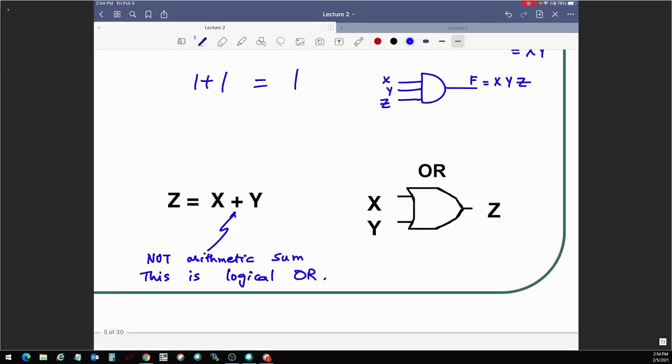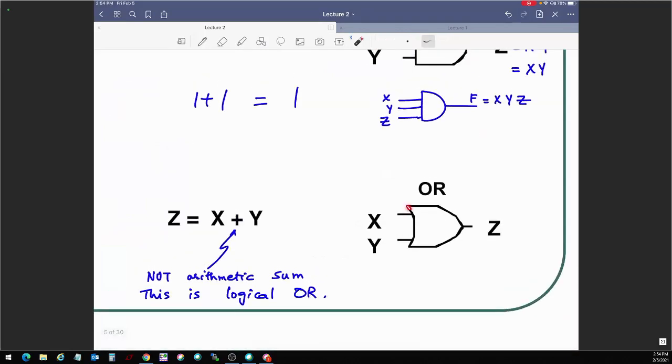Next, for OR, there is an arc and a triangle. So this is X or Y, and again, you can have more than 2 inputs. You can have a 3 input OR gate. You can have a 4 input OR gate. However, we need to still be aware that we could run into a fan-in limit.